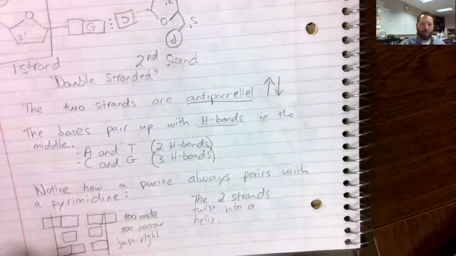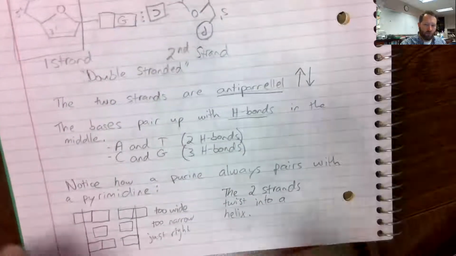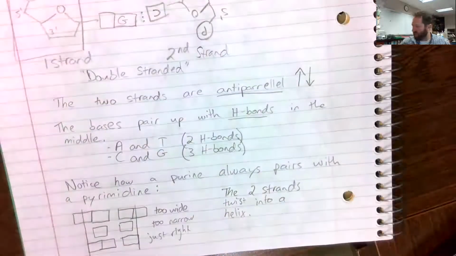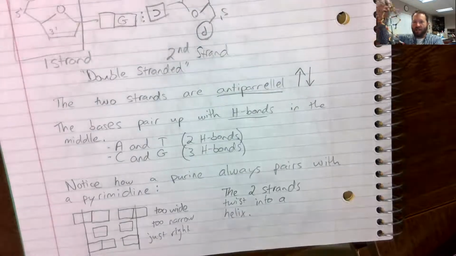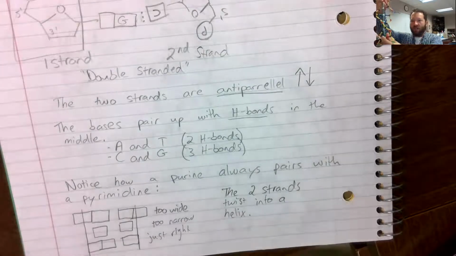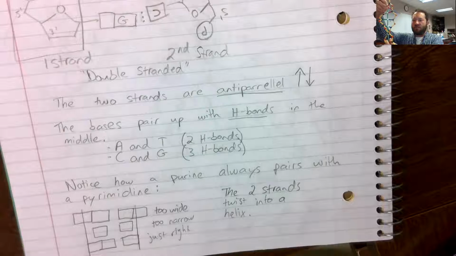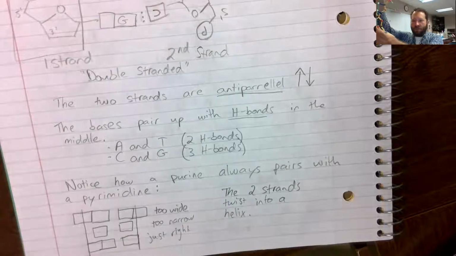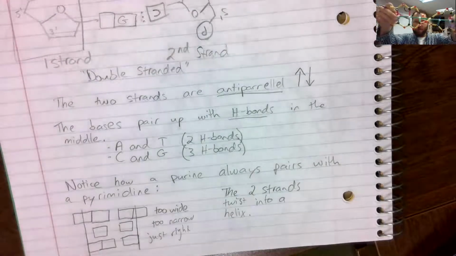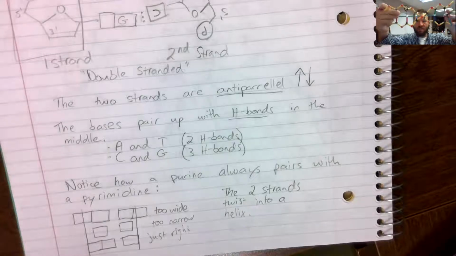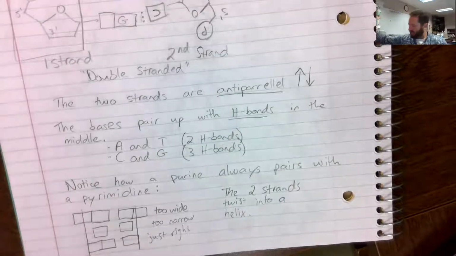The final thing that happens here is that our 2 strands were double-stranded, and they twist into a helix. Hold this up, here's my DNA, and it's twisted into a helix. If you straighten it out, mine's a little stiff, it's been like this for a couple of years, but it's twisted. There we go, it's not too bad. It's twisted around into a helix.